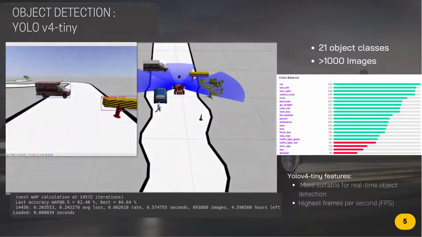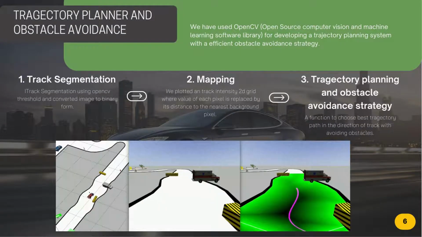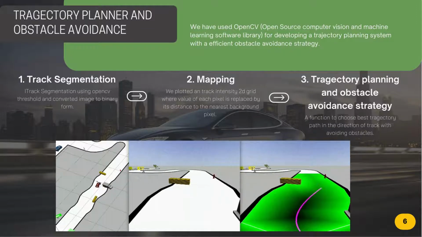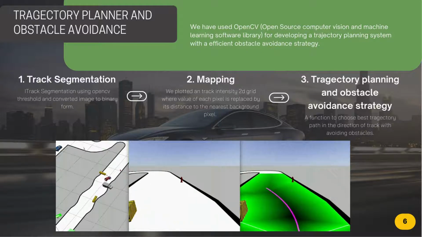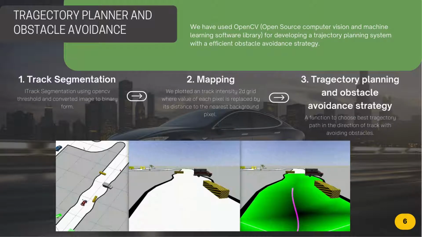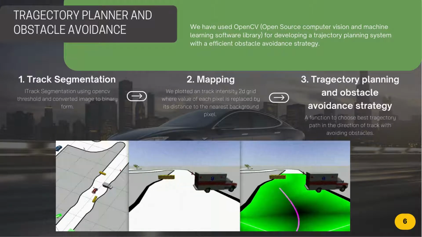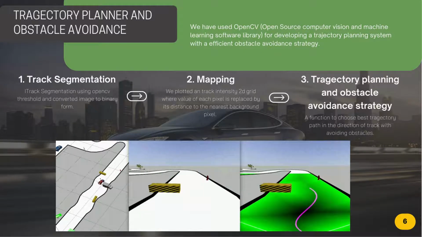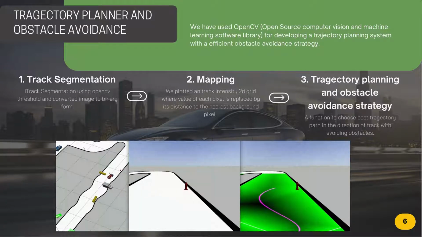We have used OpenCV for developing a trajectory planning system with an efficient obstacle avoidance strategy. This can be explained in 3 steps. Step 1, segmenting the track into binary classes, that is, track and non-track region. In step 2, we are finding a distance plot between each track point and the nearest obstacle point. In step 3, we are finding the best trajectory with obstacle avoidance using these plot values.